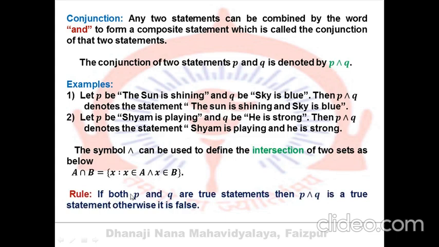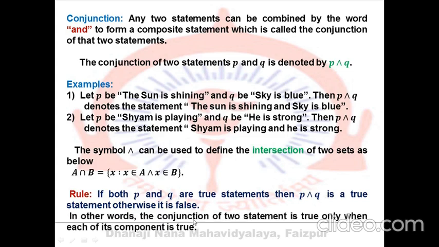Rule. This is an important one. If both statements P and Q are true, then P and Q is a true statement, otherwise it is false. That is, whenever both P and Q are true, then and only then its conjunction P and Q is true, otherwise it is false. In other words, the conjunction of two statements is true only when each of its components is true.